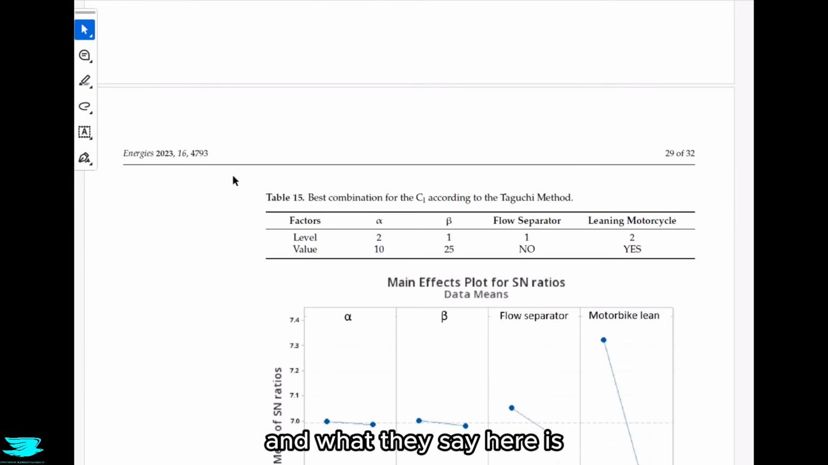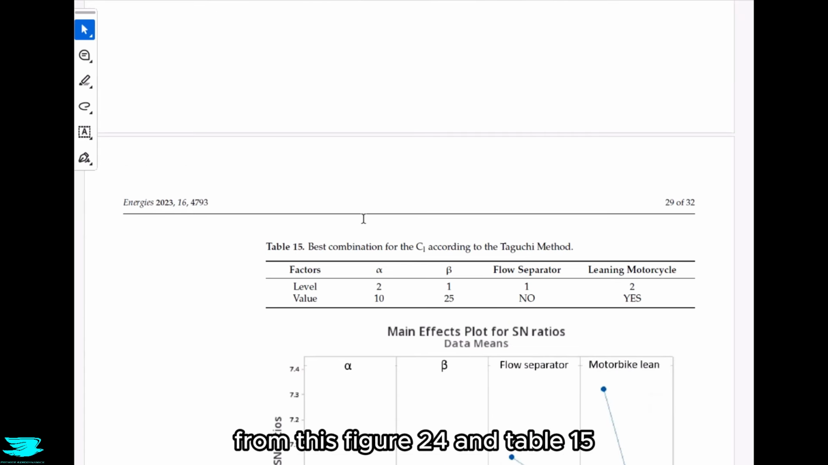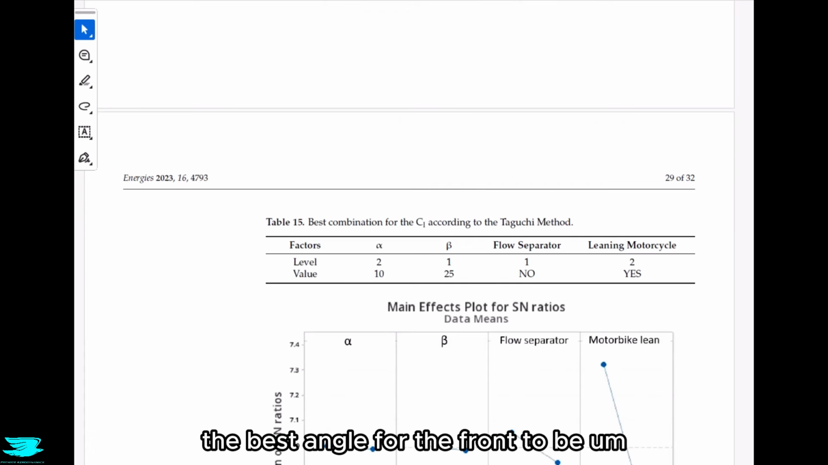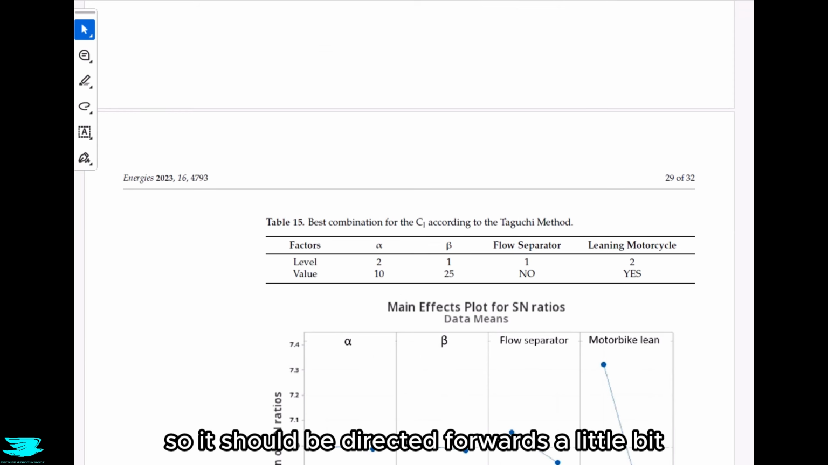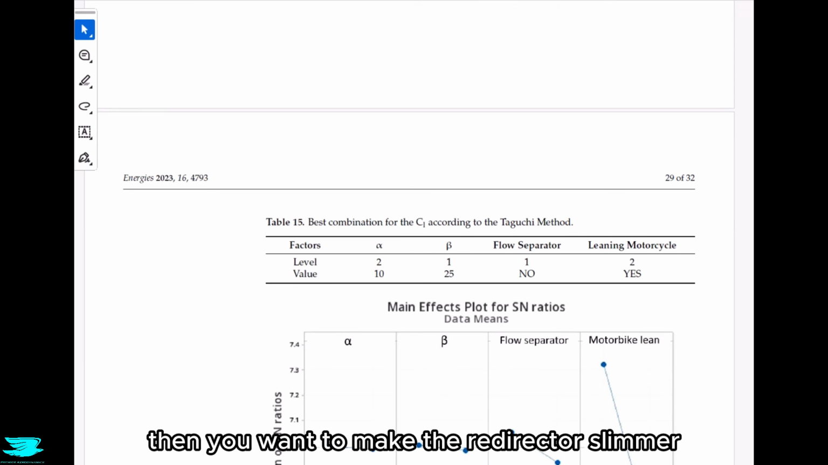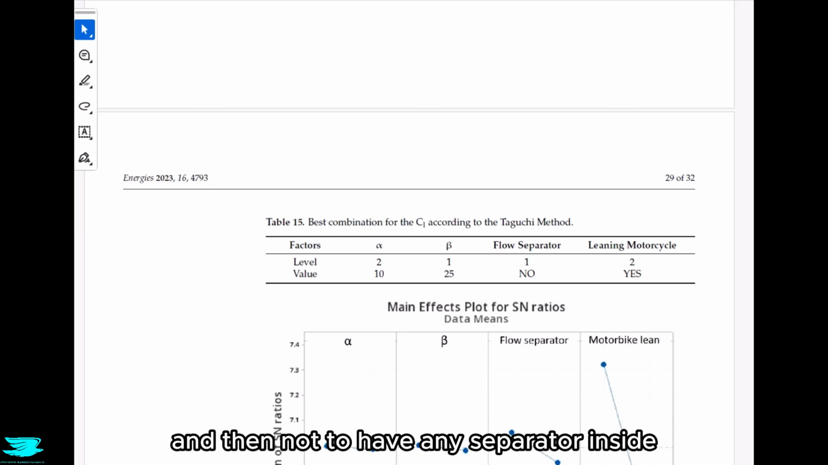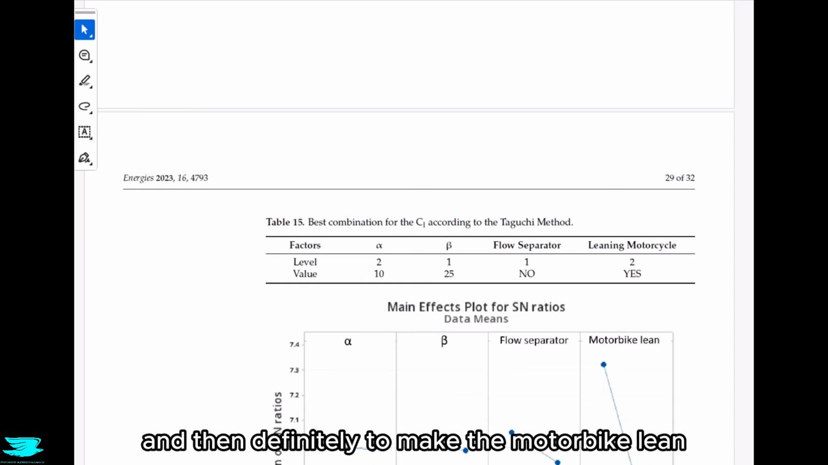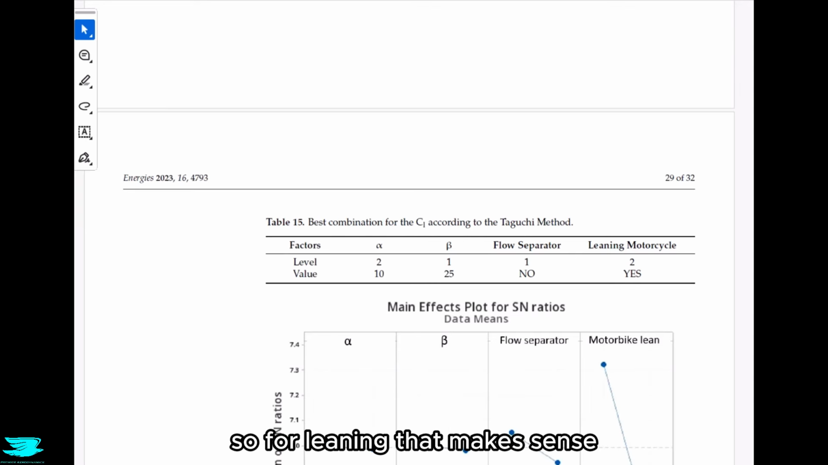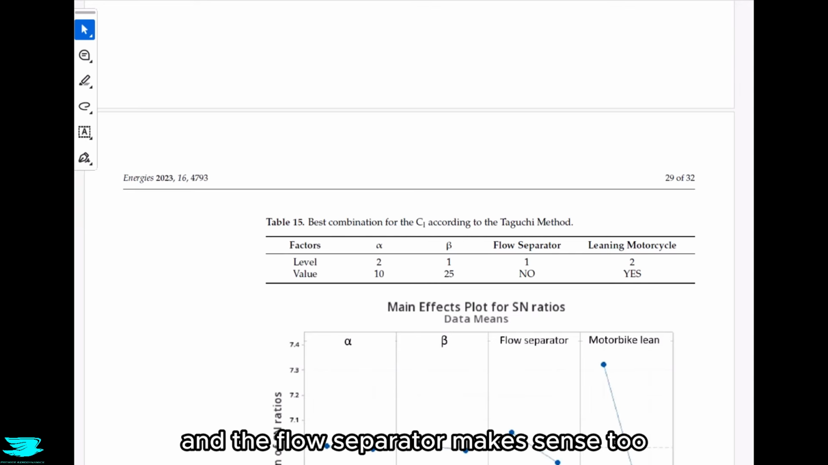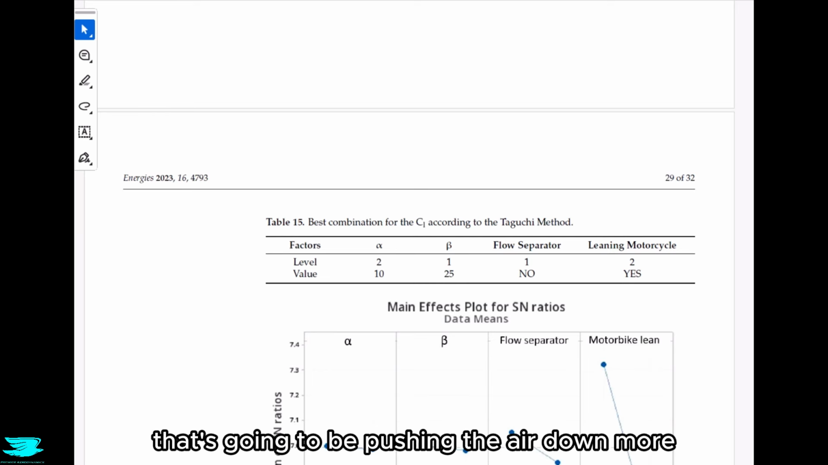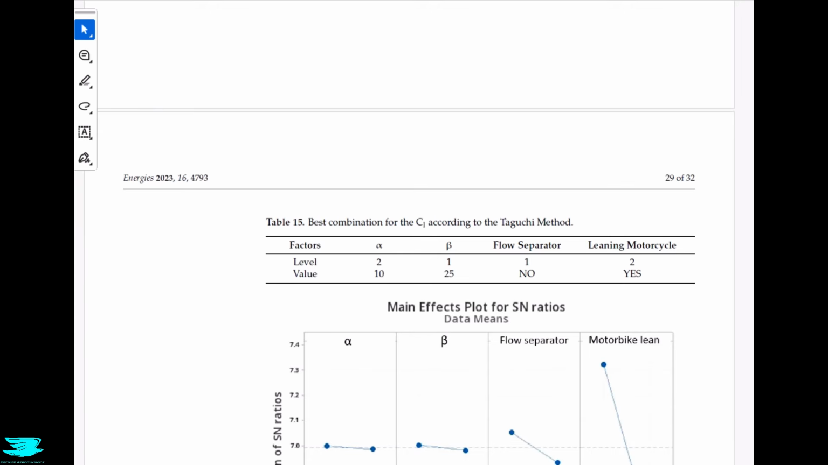And what they say here is from this Figure 24 and Table 15, the best angle for the front to be pushed forwards at, the alpha, is 10 degrees, so it should be directed forwards a little bit. Then you want to make the redirector slimmer, so the beta value should be lower. And then not to have any flow separator inside, and then definitely to make the motorbike lean. For leaning, that makes sense, and the flow separator makes sense too, because if you have the vane inside, that's going to be pushing the air down more, it's going to get more local lift. So those two make sense.